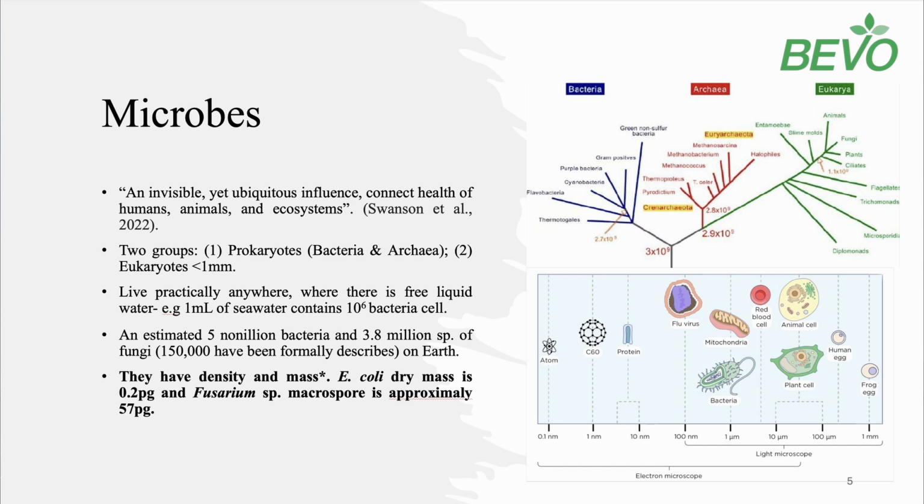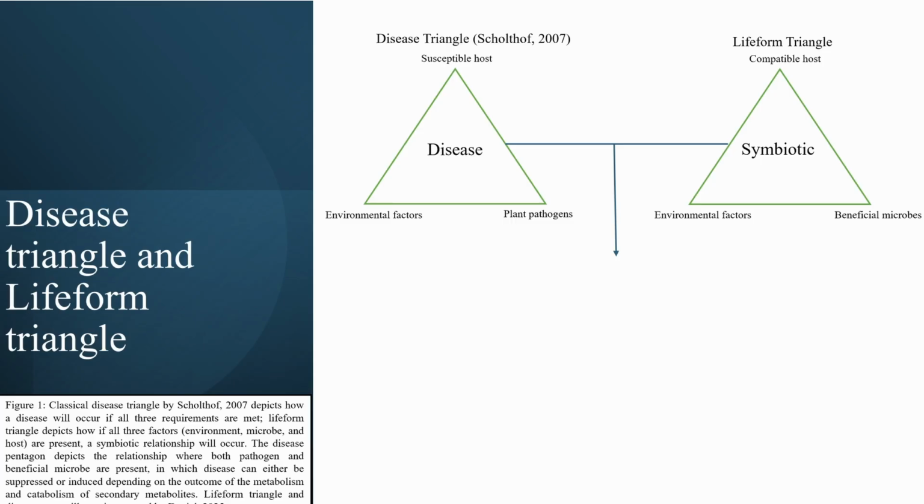So I created another illustration called the life form triangle. It's essentially the opposite of disease occurrence. Now it's called the symbiotic relationship. In this triangle we see very similar factors, but instead of a susceptible host, now we have a compatible host. We have the environmental factor and the beneficial microbes. With all these factors together, we will produce a symbiotic relationship with the plant, and the plant will be accepting the communication with the microbes, and then the symbiotic relationship will occur.